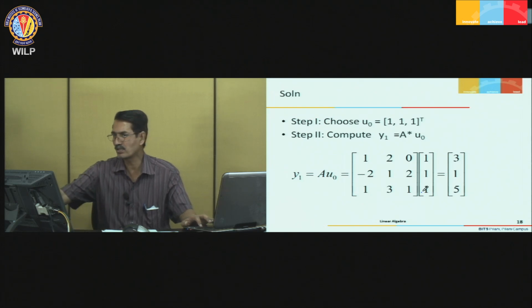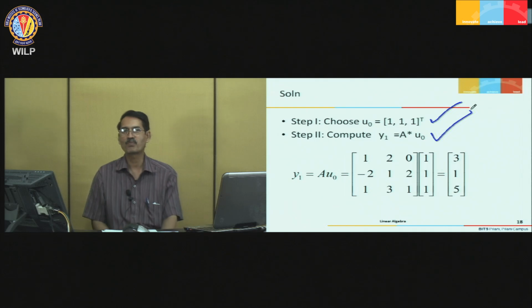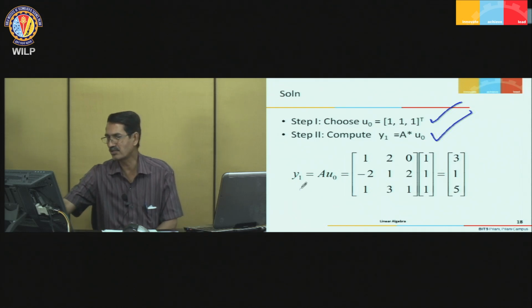So, u0 we have chosen as 1 1 1, the transpose of this row vector, which is a column vector. Second step is compute y1 is equal to A into u0. That is y1, A into u0.